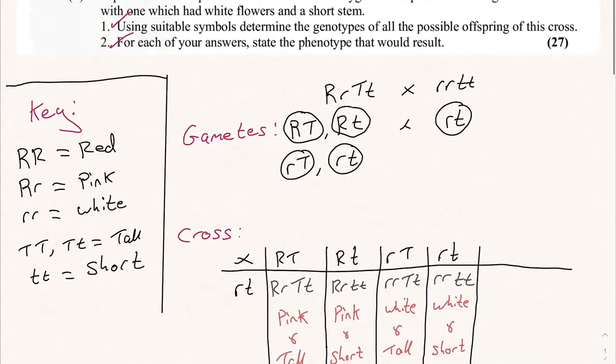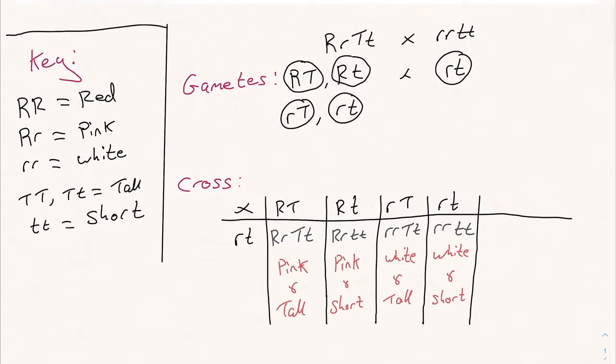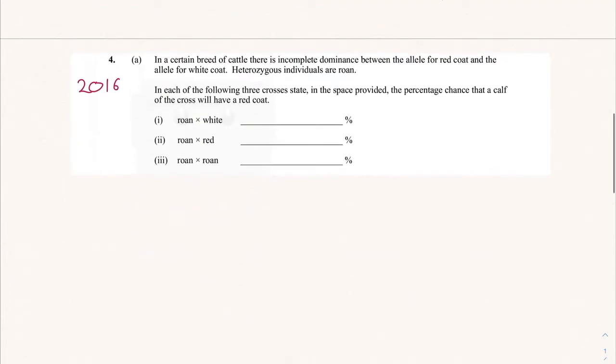No more to it. You can kind of see from the genetic cross that there's no more red anymore in it. Red is gone. And the ratio between them is, because there are 4 options, 1:1:1:1. Okay, let's have a look at the next one. The next one very similar again.